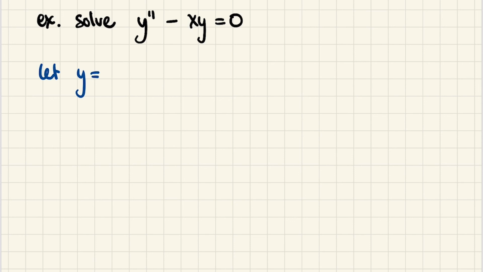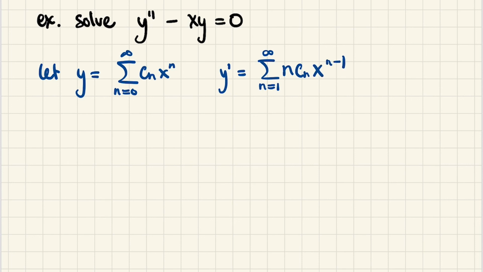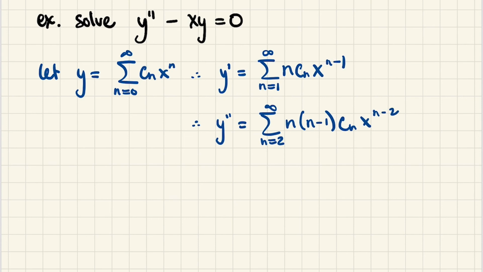So what we're going to do is we're going to let y be of this form. And we're going to need y double prime. So to get there, we'll take y prime first. So that'll be the sum from n equal 1 to infinity of n Cn x to the n minus 1. And then let's take y double prime, which is the derivative of y prime, of course. So that'll be the sum from n equal 2 to infinity of n times n minus 1 Cn x to the n minus 2. So now we have all the ingredients we need. Let's go and put those into the differential equation.